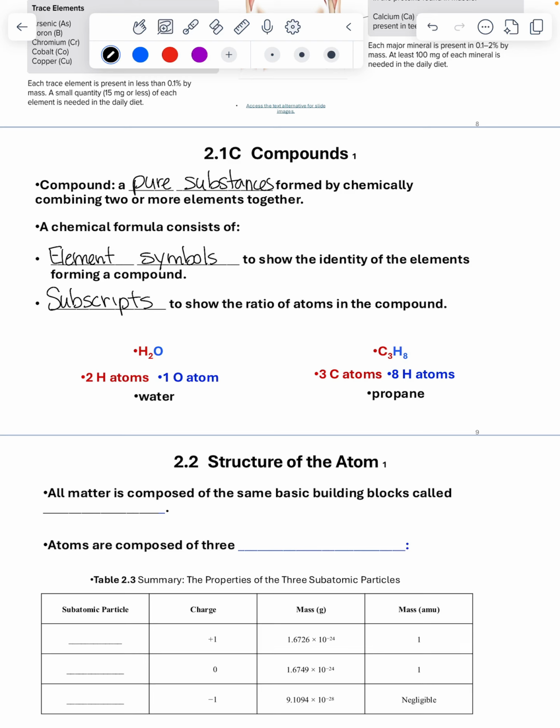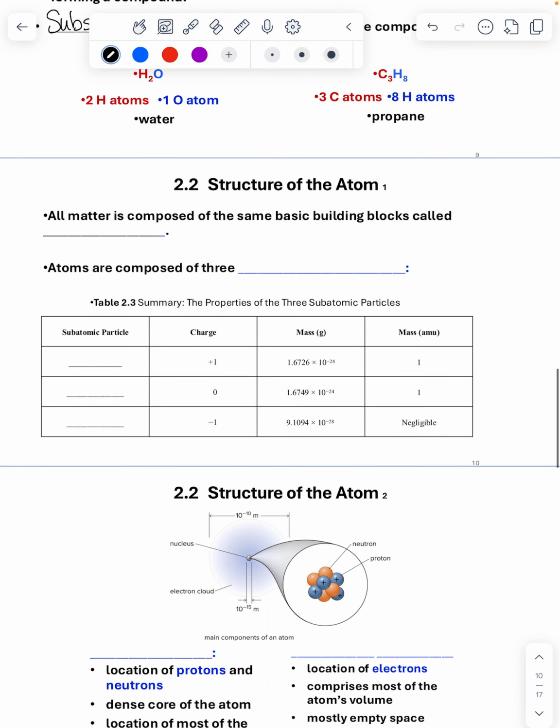So two examples here, we have water, which is common to all of us, H2O. The subscript 2 goes with the element in front of it. So there are two hydrogens and one oxygen. Over here we have propane. You see it's C3H8, meaning 3 carbon and 8 hydrogen.